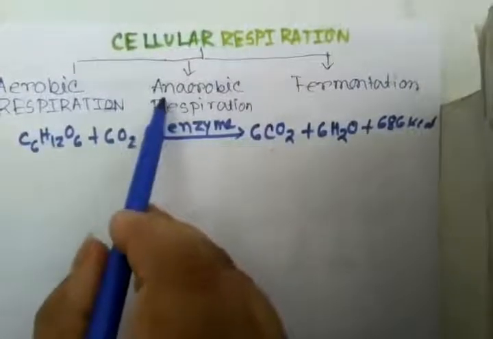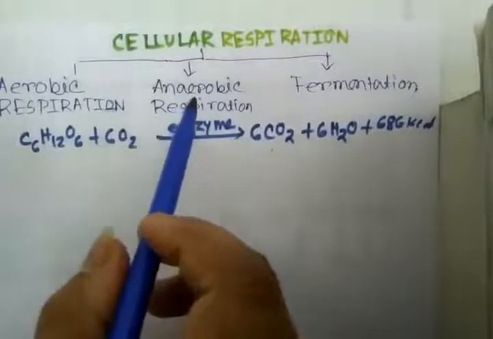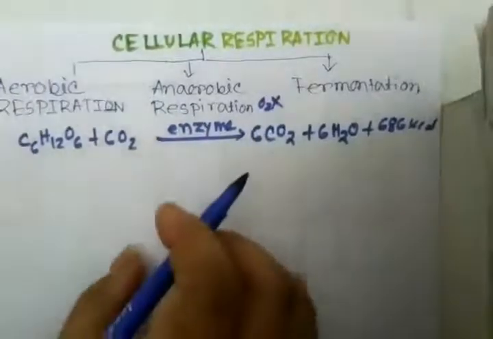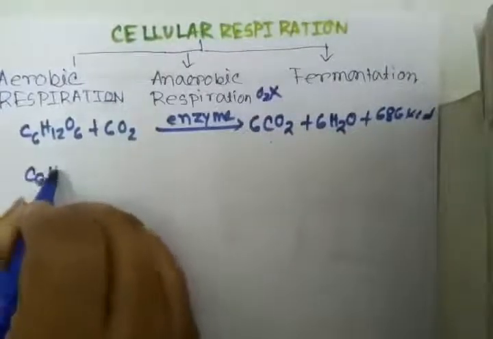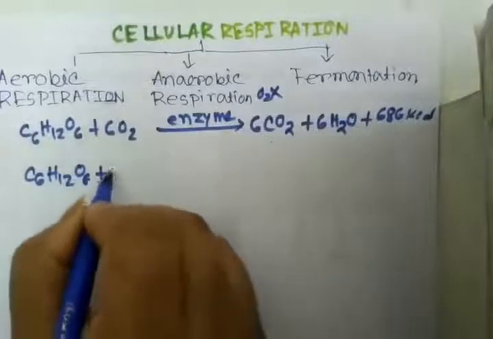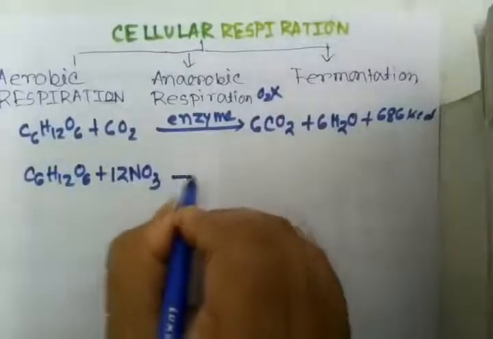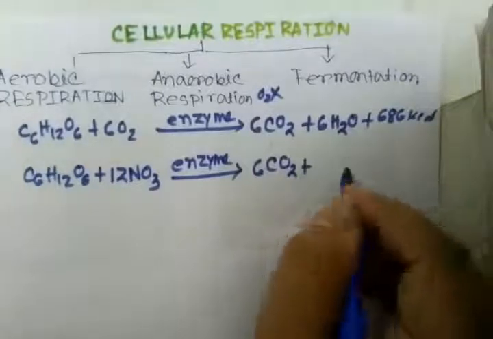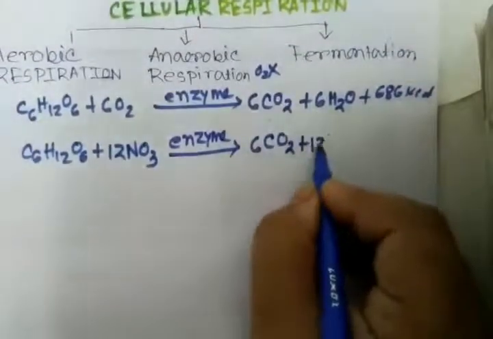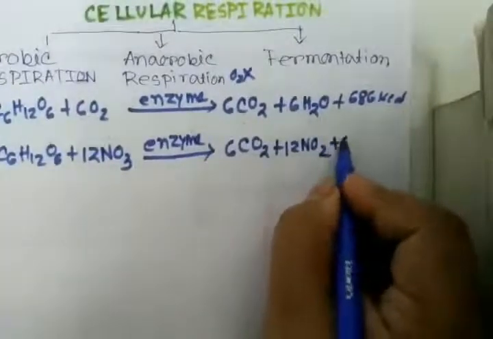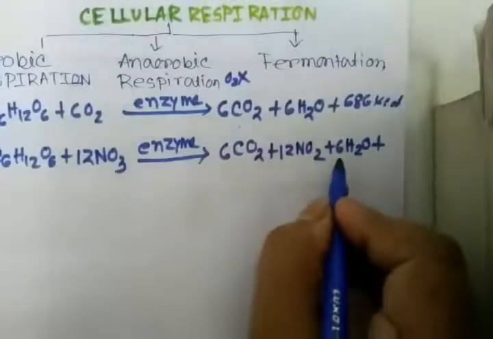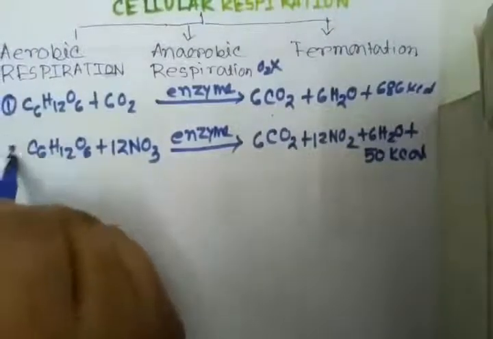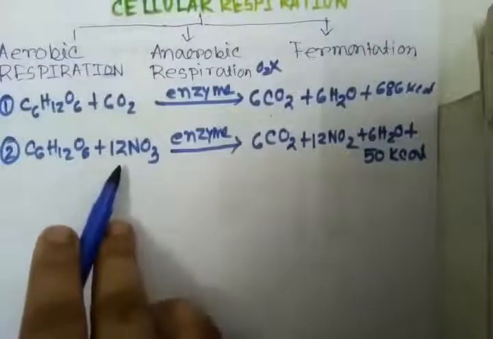And next is the anaerobic respiration. As you all know, in this process no oxygen is required. Oxygen is not required. So in this process the glucose molecule, with the help of another compound, that is NO3, and with the help of enzyme, will also form carbon dioxide. And here we are taking the NO3, that's why NO2 will be produced and also some H2O and a few amounts of energy. So anaerobic respiration is the one in which oxygen is not required, as you can see here.